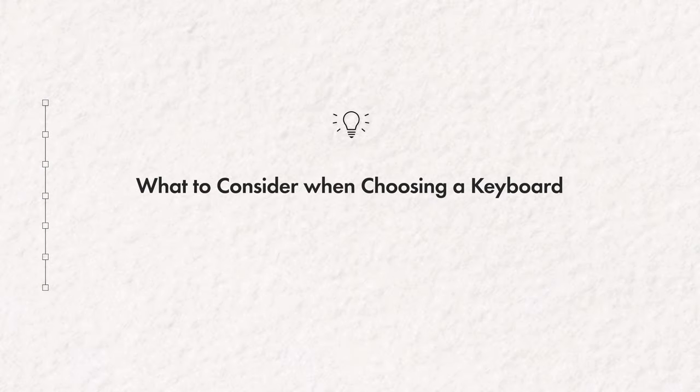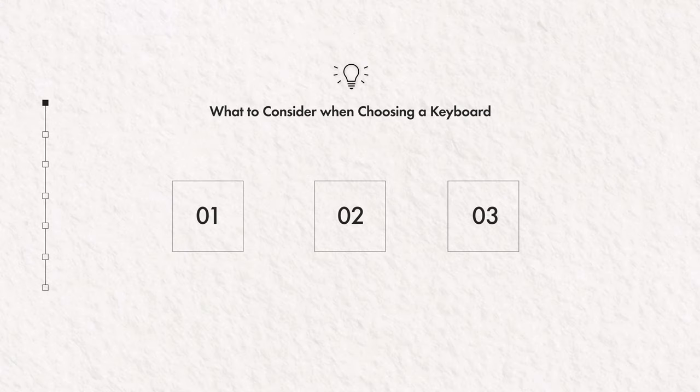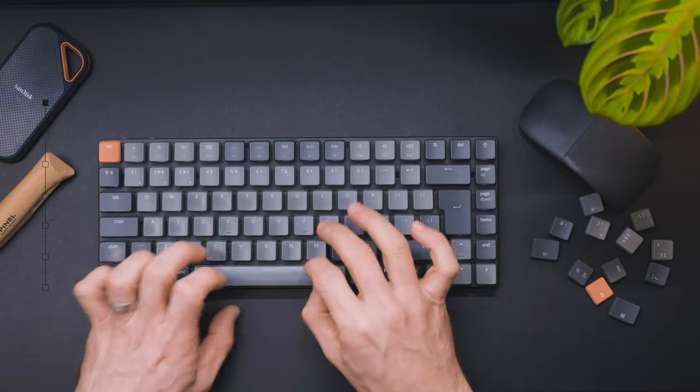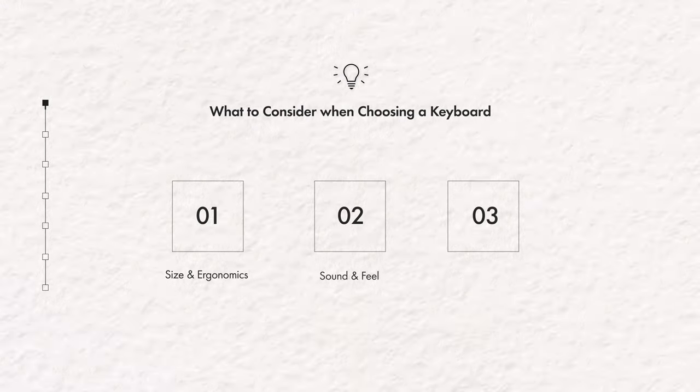So as a quick overview, the right keyboard choice comes down to a couple of essential considerations. Number one, size and ergonomics of the board. We have to think about hand and wrist position, how many hours we'll spend typing, 80%, 60%, what's all that about? Number two is sound and feel.